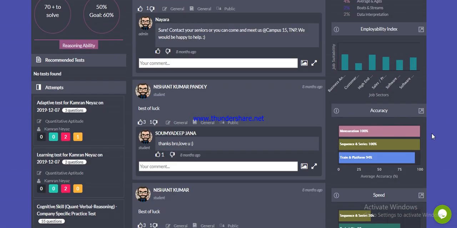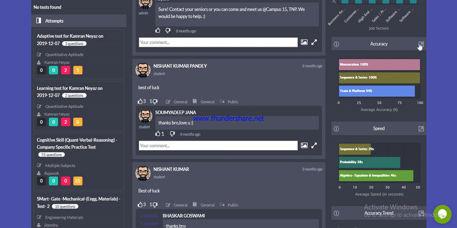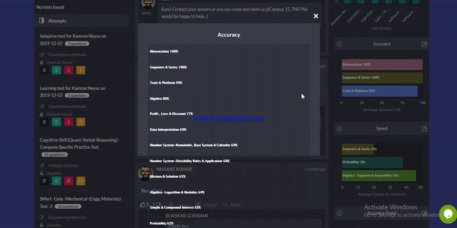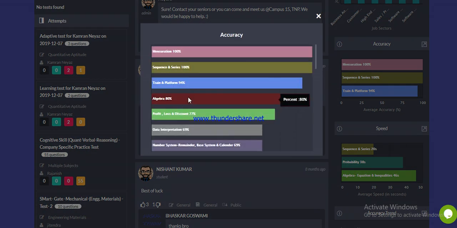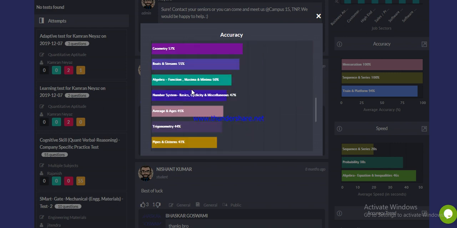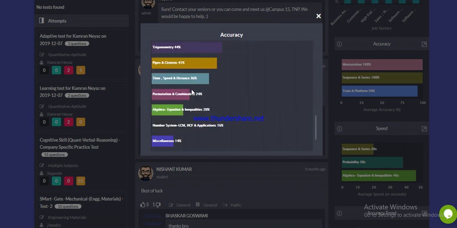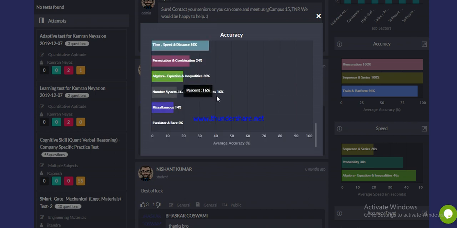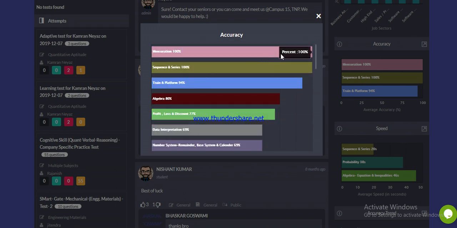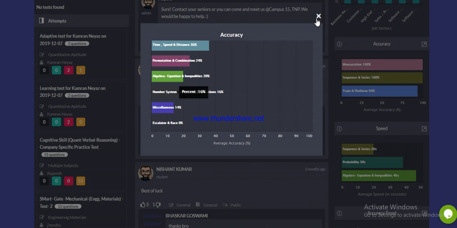Moving on to this accuracy and speed analysis. So this shows how students have performed throughout in different subjects or topics and how their accuracy has varied, so that it will help students to determine not only their strong and weak zones in different subjects but also topics. Since I have selected quantity aptitude in the above filter, it is showing me topic wise data.